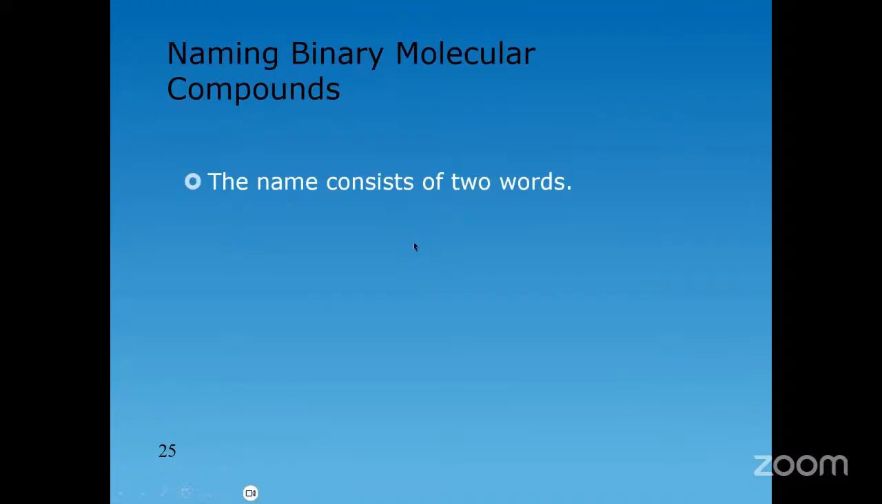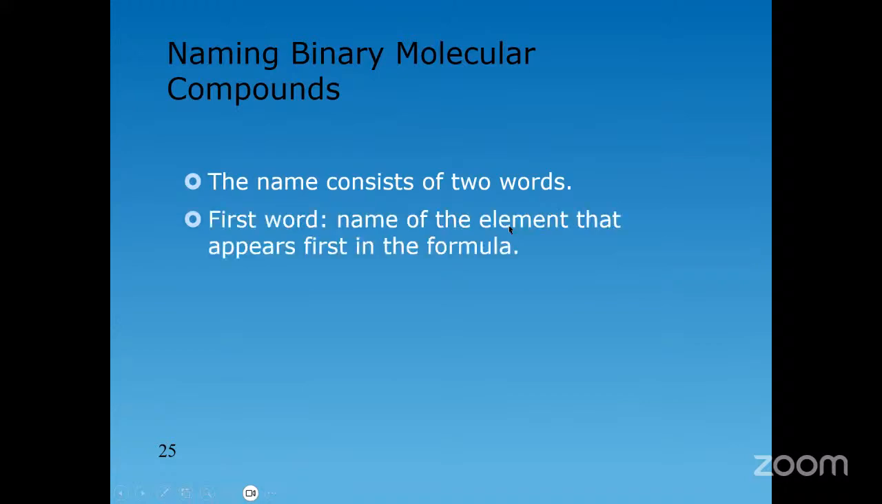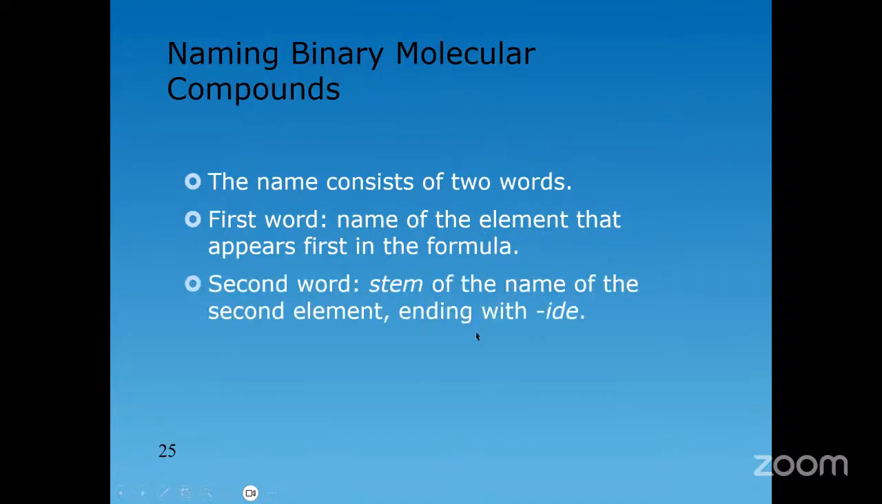Okay, so the first rule is that the name consists of 2 words, right? The first word would be the name of the first element that is in the formula. So for the first element in the formula, you write down the full name of that element. Now for the next element, you don't write down the full name; you're going to write down the stem of the name of that second element, and then it ends with IDE, all right?